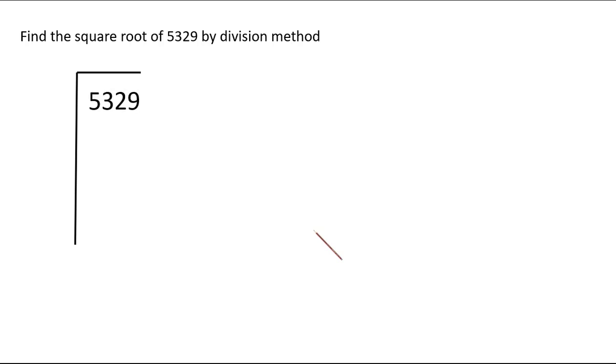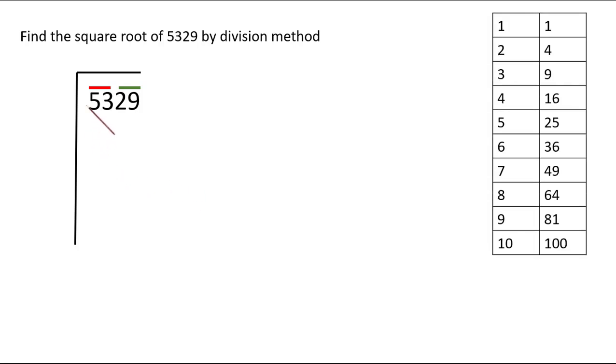So we make such an arrangement, we write 5329 and then we start grouping the digits. So we make a group of 29 and 53. This should be a group of 2. And then we see 53 comes between 49 and 64, which is 7 square and 8 square. And since 7 square is 49, which is smaller than 53, we write 7 sevens are 49. Then we take the difference and we write a 4.